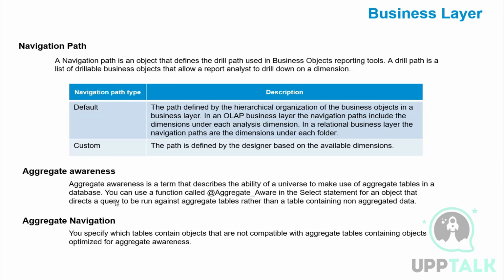Aggregate awareness is a term that describes the ability of a universe to make use of aggregate tables in a database. Aggregate tables are aggregated to year, quarter, month. The formulas and the sum are already done at the database level. So if we are using aggregated measures in our report, the sum will come directly from the database instead of being calculated in the report layer, which will improve query performance. It is one of the performance tuning methods we can use: aggregate awareness.